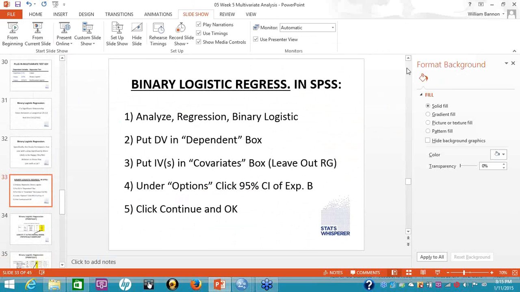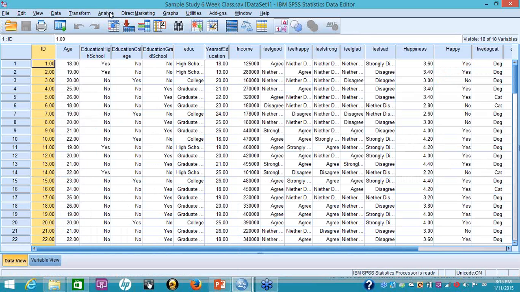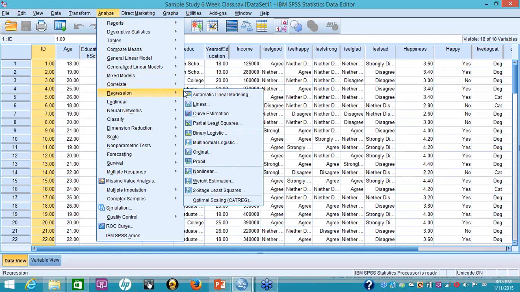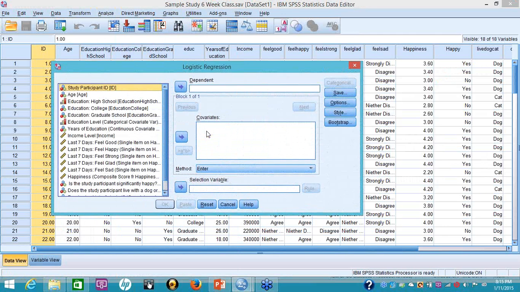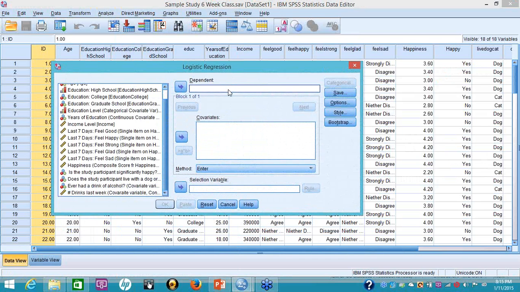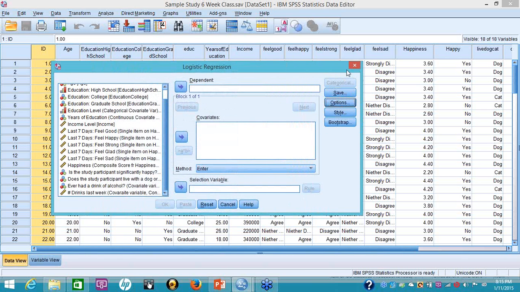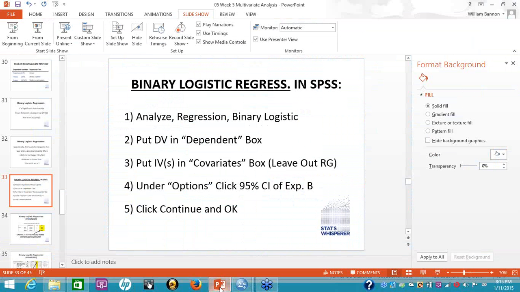All right, so if we go to SPSS, right, it's pretty easy. Just analyze, regression, binary logistic, and there we go. So we put our happy yes, no here, then our independent and covariates here. Now here's what I wanted to show you. Under options, always click right here, the 95% confidence interval, and you'll see those reported in our slides.